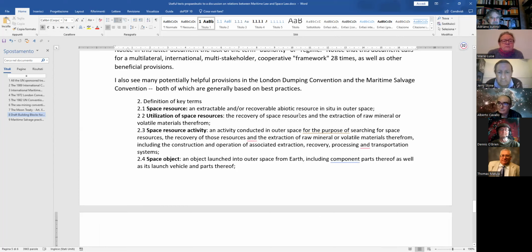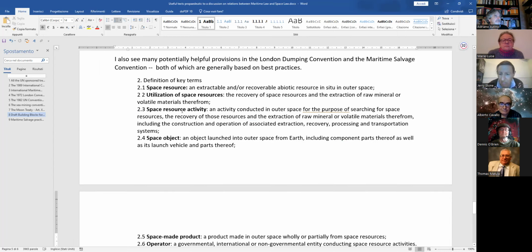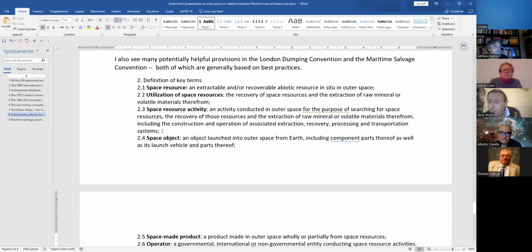You can't own a life form, but you can own a rock. You can own the water. Then utilization of space resources: the recovery of space resources, and the extraction of raw mineral or volatile materials therefrom. Then space resource activity: an activity conducted in outer space for the purpose of searching for space resources, the recovery of those resources, and the extraction of raw mineral or volatile materials therefrom, including the construction and operation of associated extraction, recovery, processing, and transportation systems.